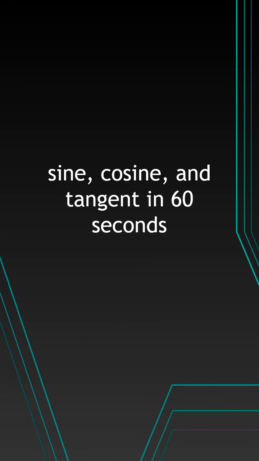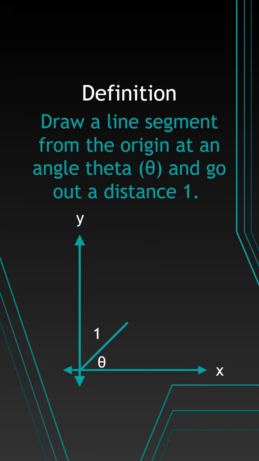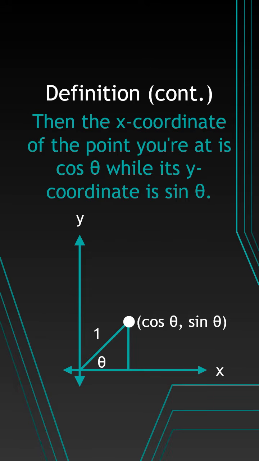Sine, cosine, and tangent in 60 seconds. Draw a line segment from the origin at an angle theta and go out a distance 1. Then the x-coordinate of the point you're at is cosine of theta, while its y-coordinate is sine theta.